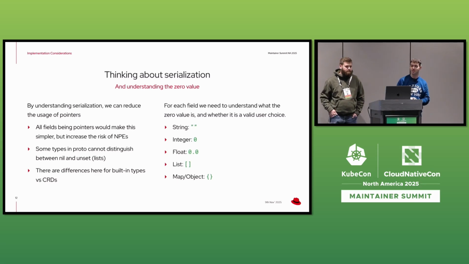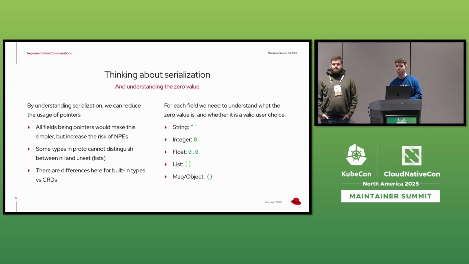But that is then risking lots of nil pointer exceptions. It also doesn't work for some types. So lists, for example, are quite complicated. In Proto, you can't distinguish between an empty list and one that was unset. And also, to make this more complicated, the answer here depends on whether you're reviewing a CRD or a built-in type as well.